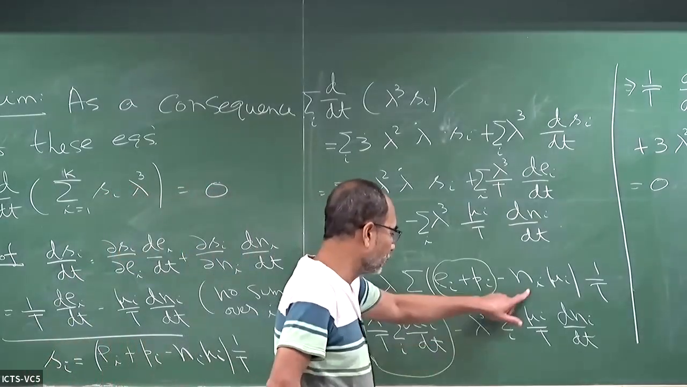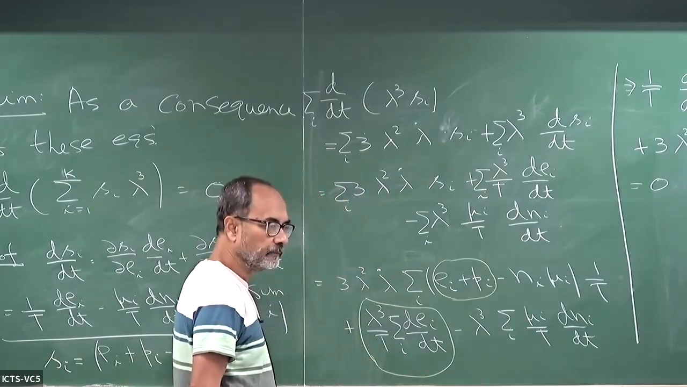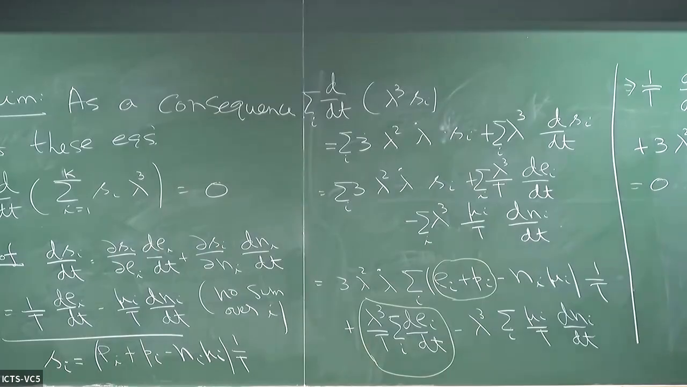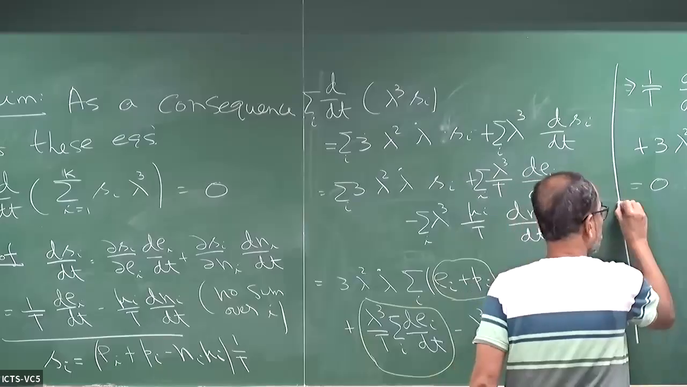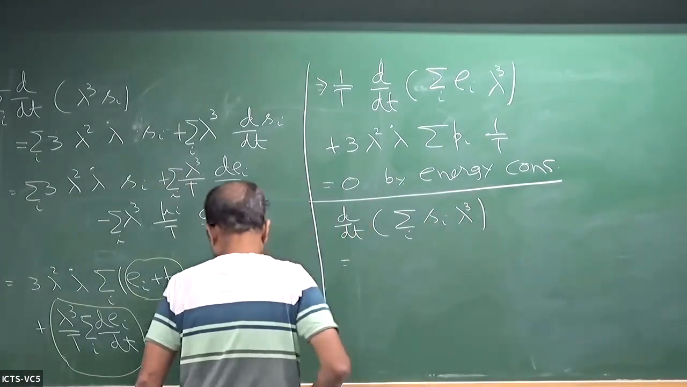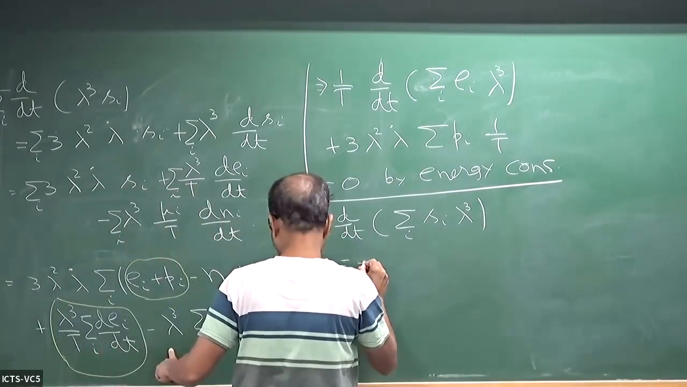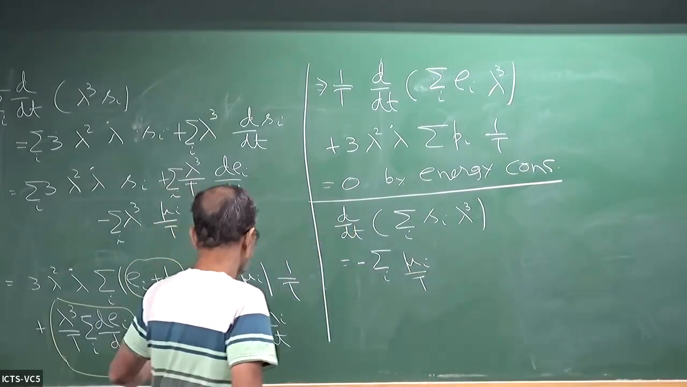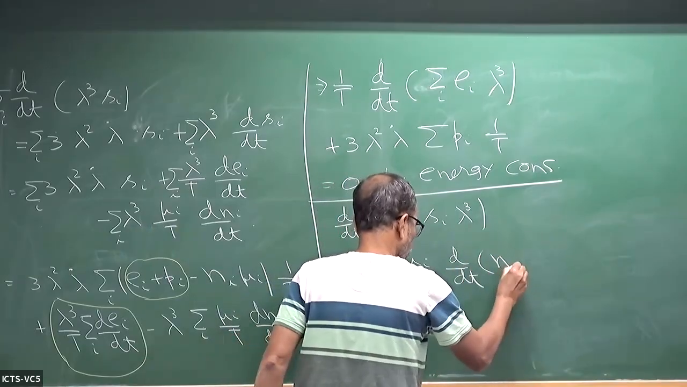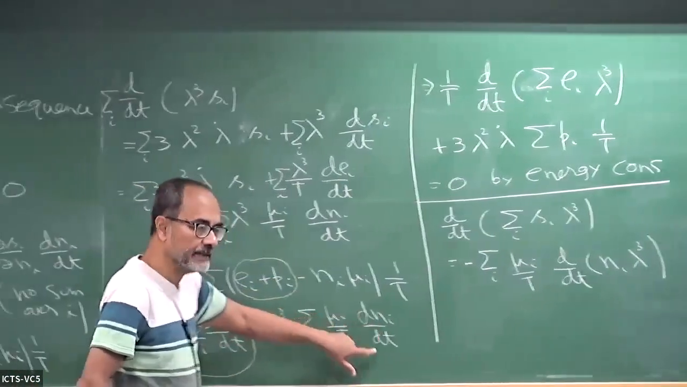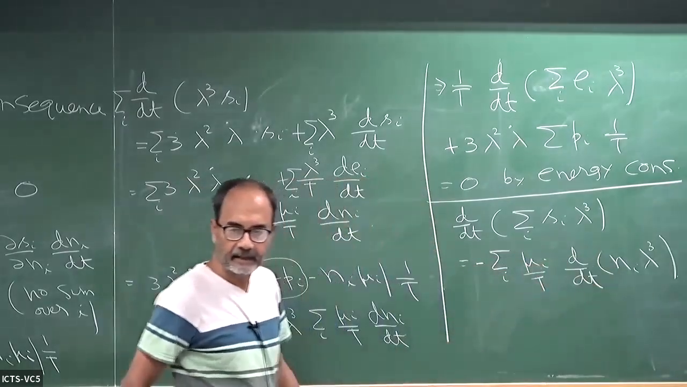So then we are left with these two terms, the terms that involve mu. Then the equation takes the form d dt of sum over I Si lambda cube is given by minus sum over I mu I over T, because this term and this term combine into d dt of Ni lambda cube: 3 lambda square lambda dot times Ni and lambda cube times dNi dt, and that becomes this, and the mu I over T is multiplied outside.